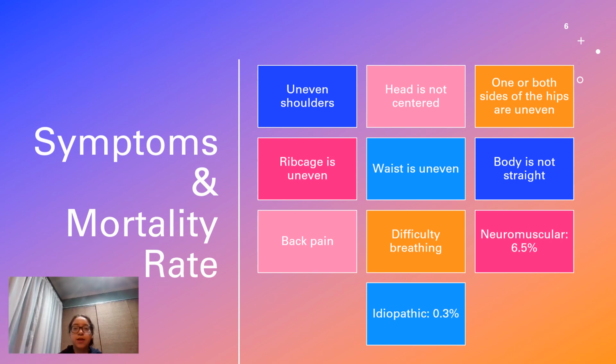For mortality rate, I found that around 6.5% of those with neuromuscular scoliosis have passed when undergoing surgery, and 0.3% of those with idiopathic have passed undergoing surgery. So the rate is actually very low, and those diagnosed with scoliosis can actually live a normal life and do many activities.